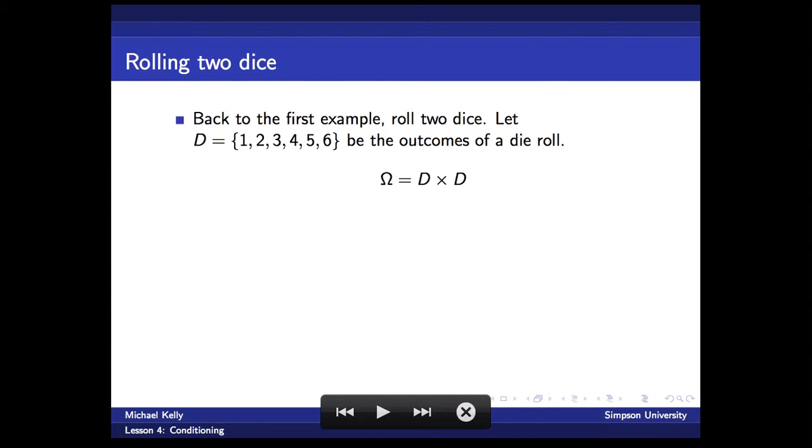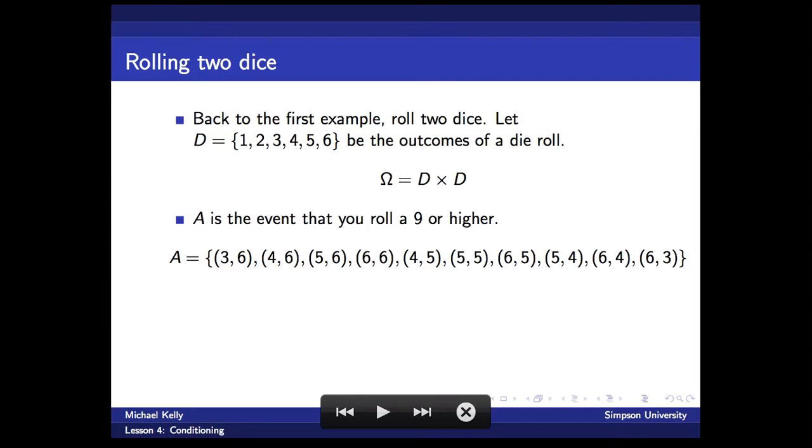So if we go back to our example, let D be the set 1 through 6, which represents the outcomes of one roll of the die. And omega, our sample space, will be D cross D, where the first coordinate represents the first roll, and the second coordinate represents the second roll. So letting A be the event that we roll a 9 or higher, we could roll a 3 first and then a 6, or a 4 first and a 6 second, or a 5 first and a 6 second, and so on. And so A just lists out all the different ways that we could roll a 9 or higher.